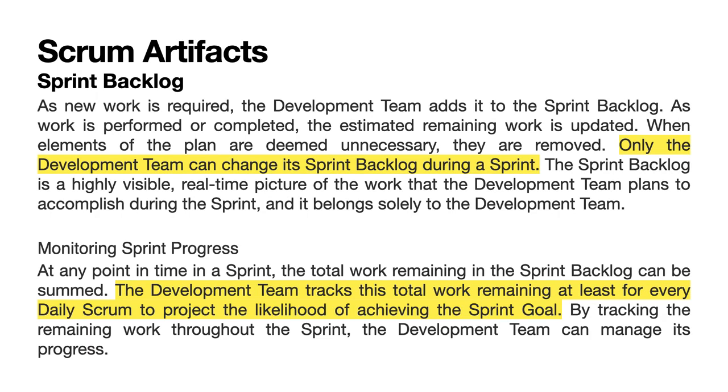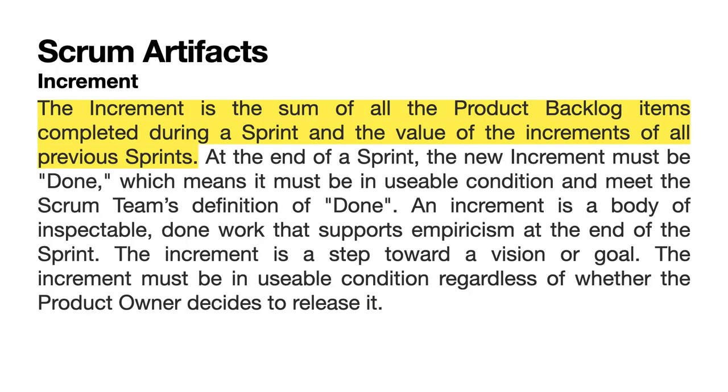By tracking the remaining work throughout the sprint, the development team can manage its progress. Increment. The increment is the sum of all the product backlog items completed during a sprint and the value of the increments of all previous sprints. At the end of a sprint, the new increment must be done, which means it must be in usable condition and meet the Scrum team's definition of done.